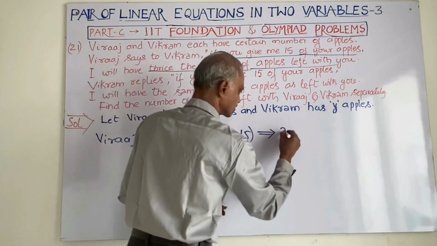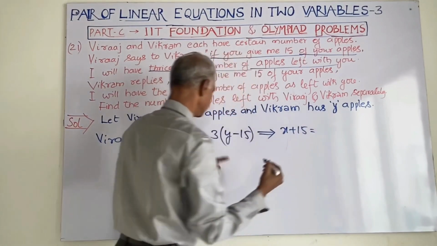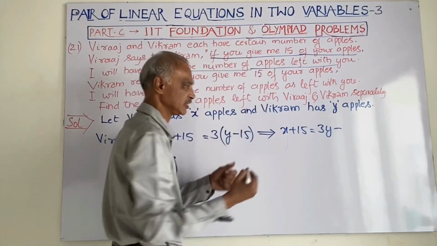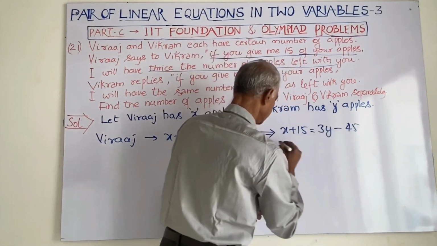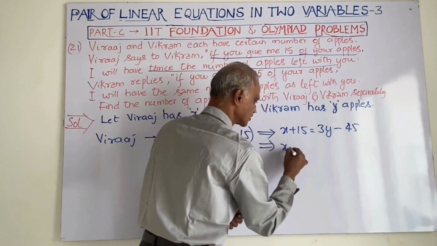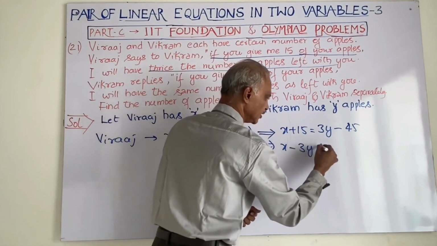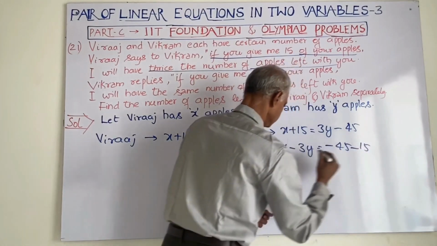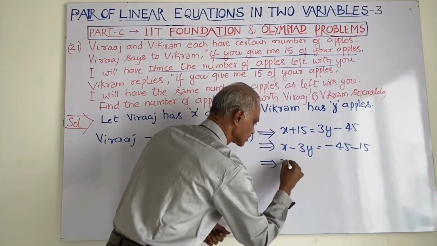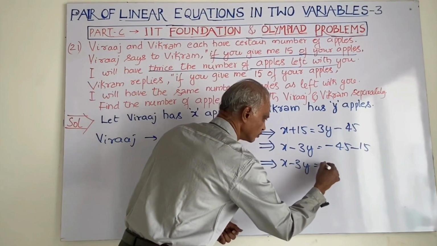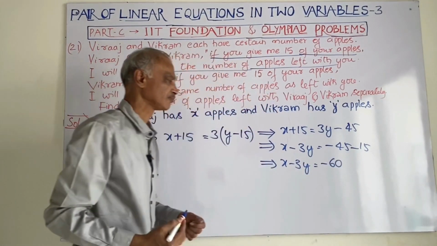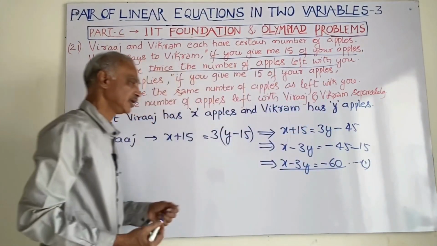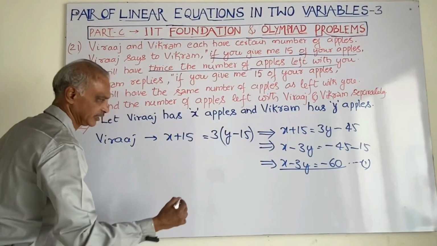X plus 15 is equal to 3 times (Y minus 15), that is 3Y minus 45, since 3 15s are 45. Now X minus 3Y is equal to minus 45 minus 15. Now X minus 3Y is equal to minus 60. This is equation 1. Now we have to write another equation.